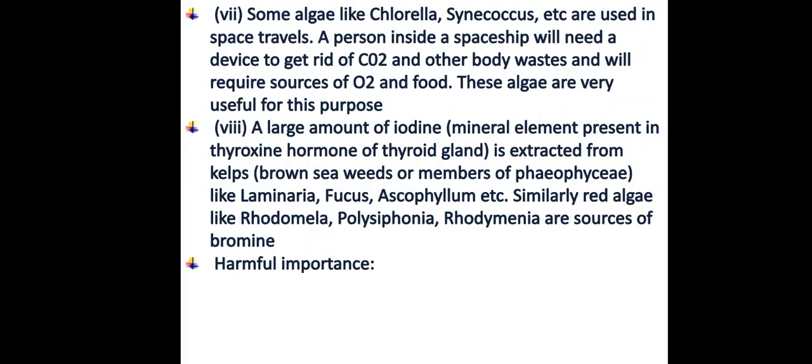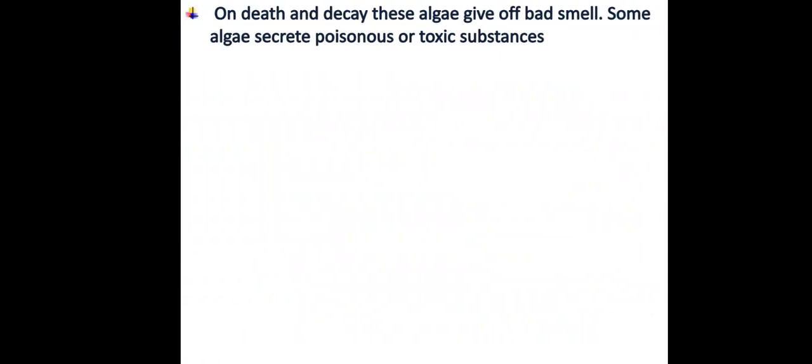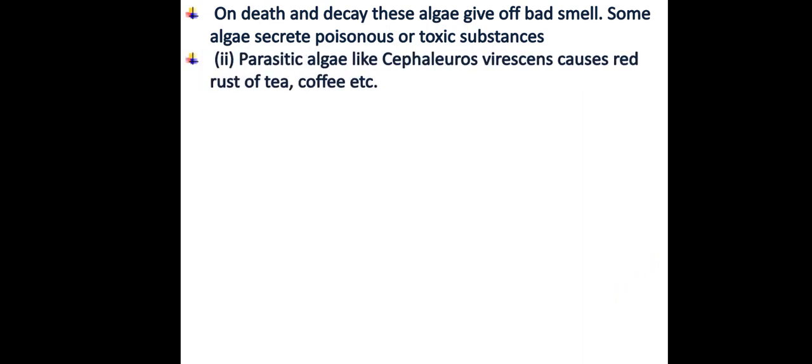Then we will discuss the harmful importance of algae. Some blue-green algae like Rivularia, Oscillatoria grow over the surface of water bodies in abundance and cause the water to bloom. On death and decay, these algae give a bad smell. Some algae secrete poisonous or toxic substances and kill other aquatic animals and plants. Parasitic algae like Cephaleuros virescens cause red rust in tea, coffee plants, etc.